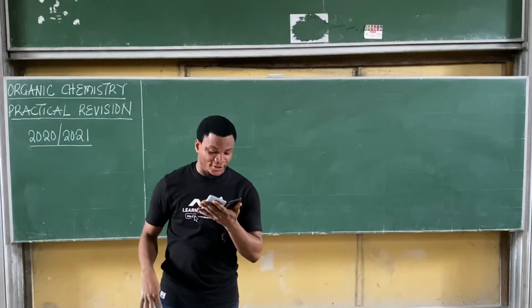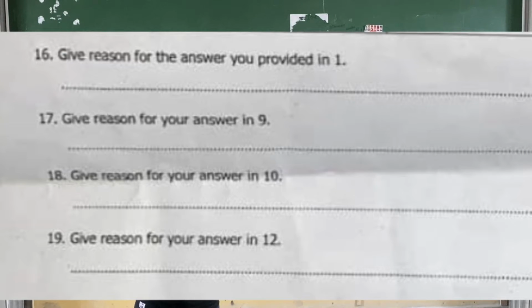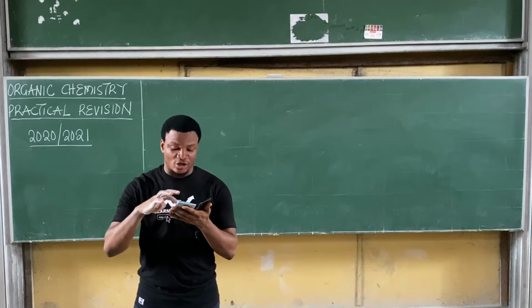Let's move on. Number 16 says, give reasons for the answer you provided in 1. Number 1, you said primary alcohol and sodium metal. You said there's a reaction. What's the reason?